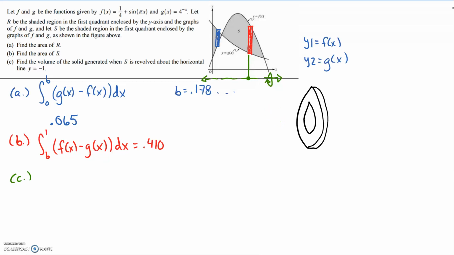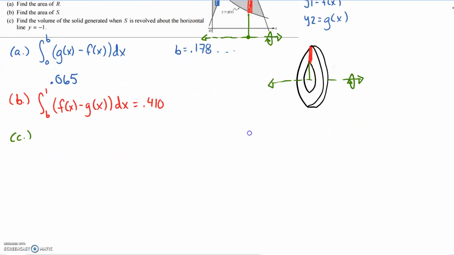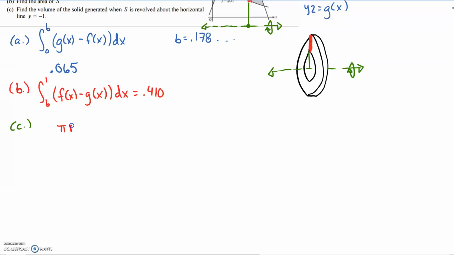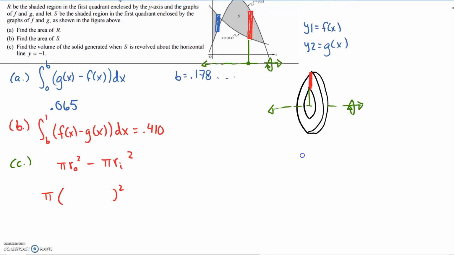Here is my axis of revolution, which is y equals -1. And then here is the space between the axis of revolution, and here is my representative rectangle that created the solid part of the washer. And the way that I would find the area of a circle with a circle missing is going to be pi r outer radius squared minus pi r inner radius squared. So pi r, the outer radius, is going to be the distance from the center to the outer circle.